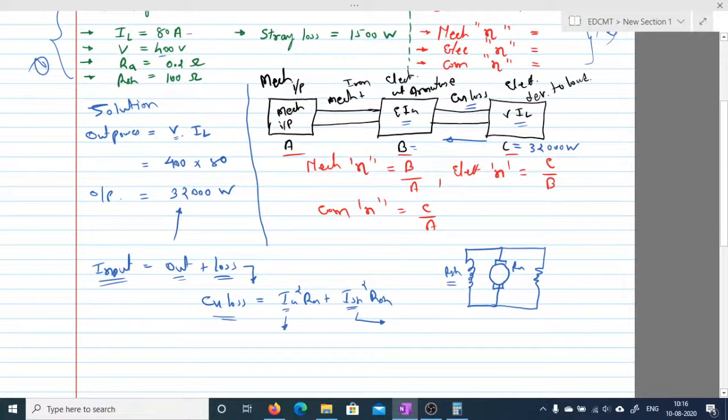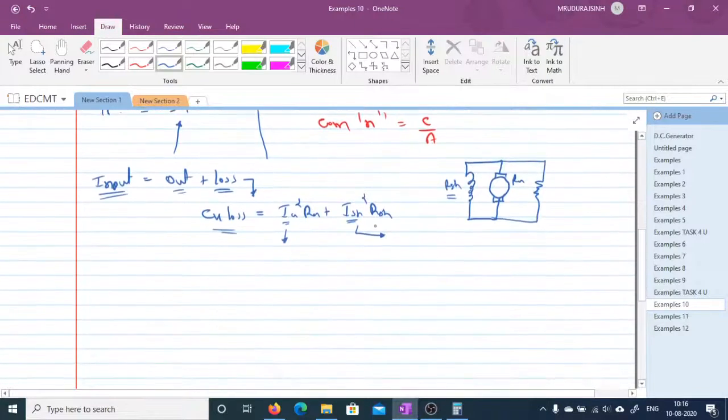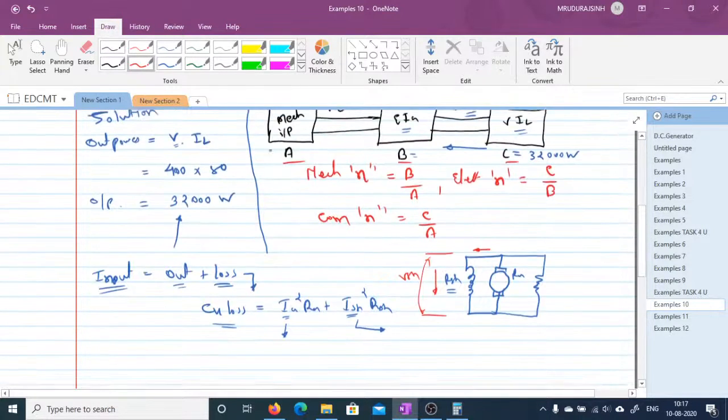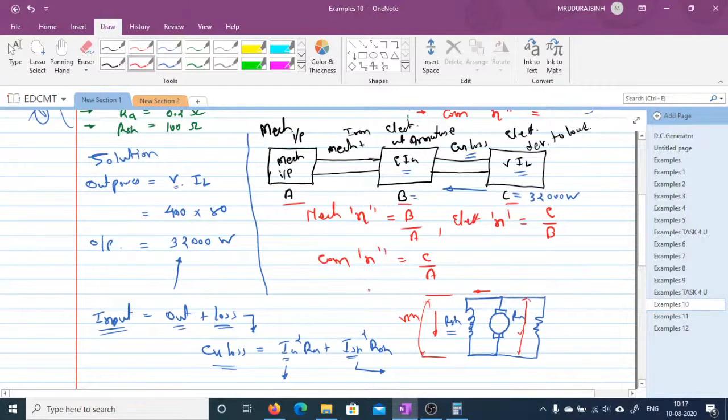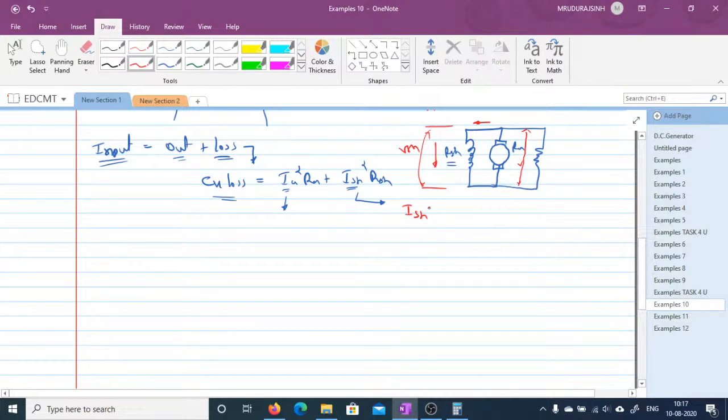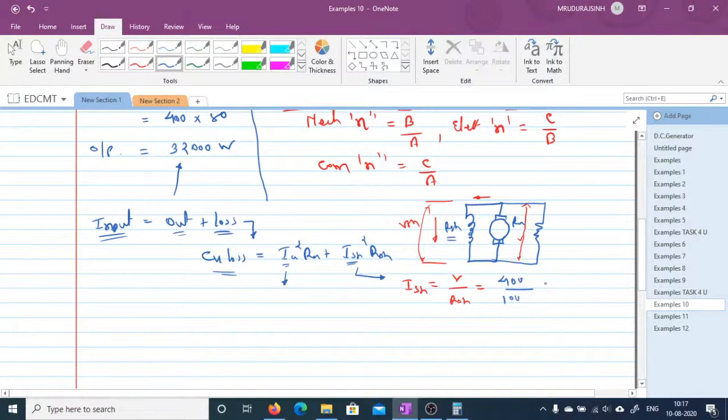So how can we calculate ISH, the shunt field current? Shunt field current is the current passing through this branch, which is the voltage across this resistance, VSH, divided by RSH. And VSH at these two points is equal to the terminal voltage V, which is given to us as 400 volt. So ISH is equal to V by RSH, 400 volt divided by RSH, which is 100 ohm. I think we do not require a calculator for this, right? It's 4 ampere. So the ISH we got is 4 ampere.